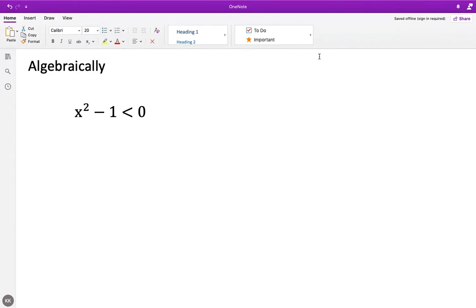So for this video, you will learn how to solve inequalities involving quadratic functions algebraically without using any graphing method. For this example, we have x squared minus 1 less than 0, and I'm going to find which x interval satisfies this inequality. So what is the first step of doing this?